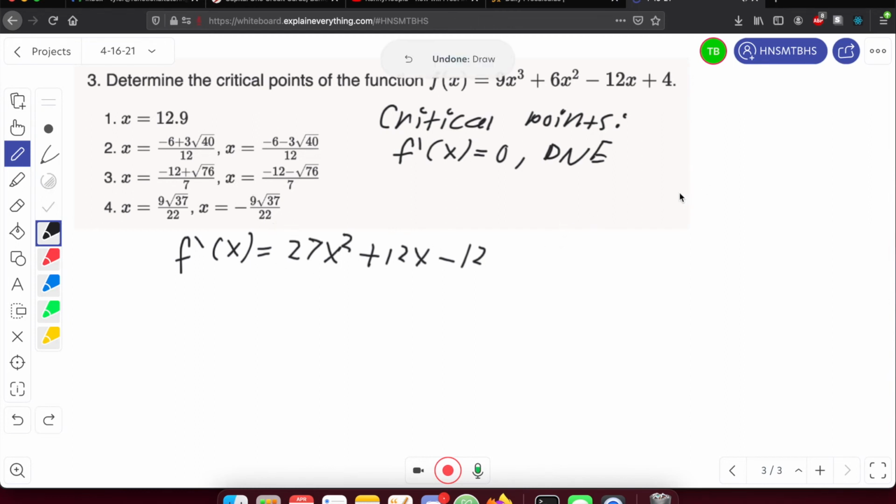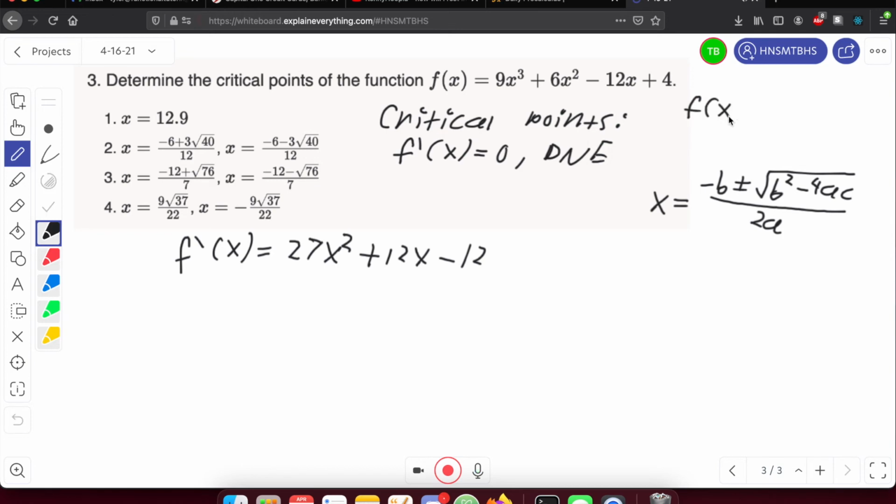So the quadratic equation states that the roots of a function are going to be equal to negative b plus or minus the square root of b squared minus 4ac all over 2a, where these terms all correspond to the coefficients on a standard quadratic polynomial. So ax squared plus bx plus c. These would be the coefficients.